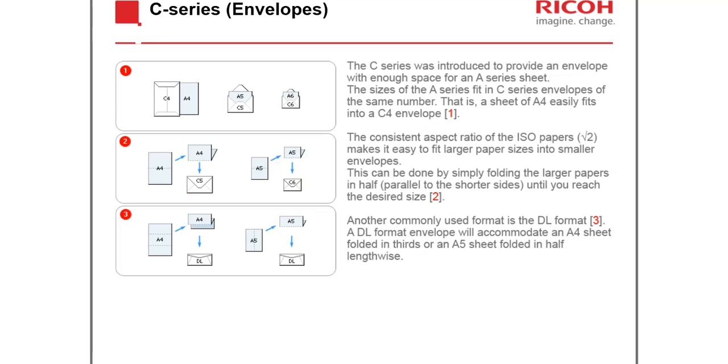The C series was introduced to provide an envelope with enough space for an A series sheet. The sizes of the A series fit in C series envelopes of the same number. That is, a sheet of A4 easily fits into a C4 envelope. The consistent aspect ratio of the ISO papers makes it easy to fit larger paper sizes into smaller envelopes. This can be done by simply folding the larger papers in half until you reach the desired size. Another commonly used format is the DL format. A deciliter format envelope will accommodate an A4 sheet folded in thirds or an A5 sheet folded in half lengthwise.